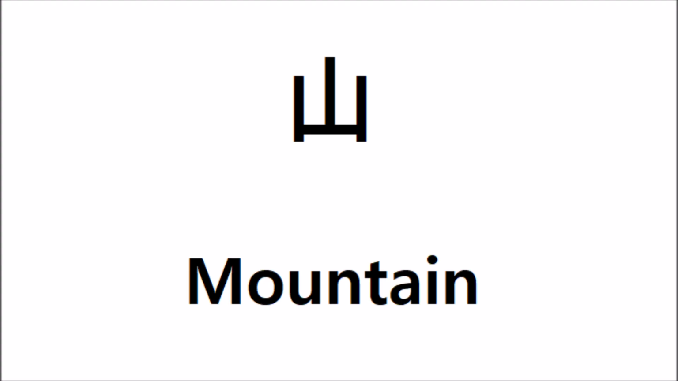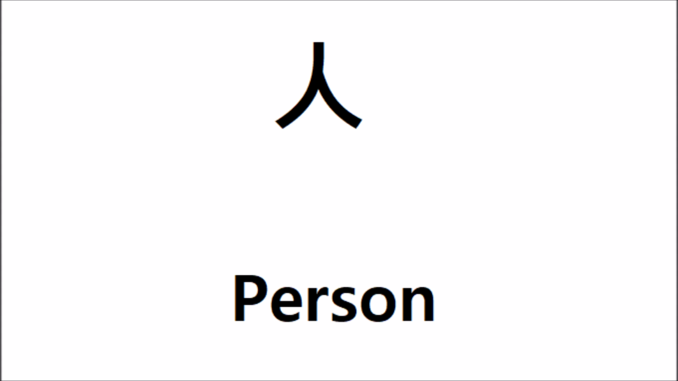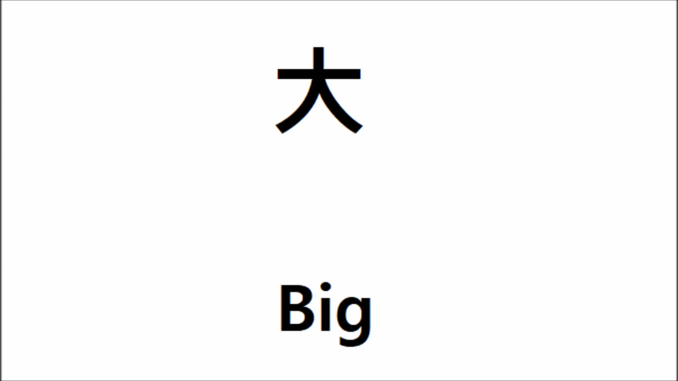Let's start with mountain. See it sticking up there in the middle like a tall mountain? Pretty easy. This next one is person. Now we can imagine two legs and a body. This one builds off of person. It means big. Imagine the person with his arms stretched wide, making himself as big as possible. Maybe he's saying, "I caught a fish this big."